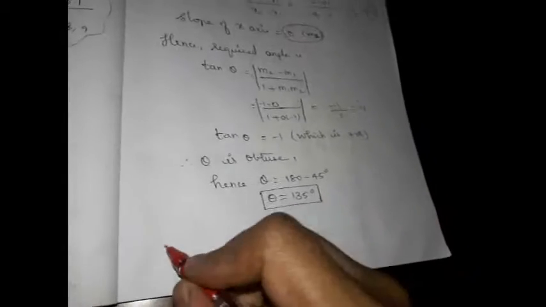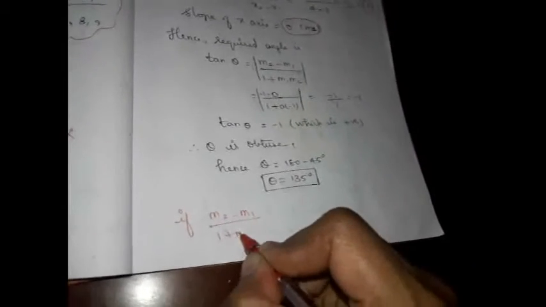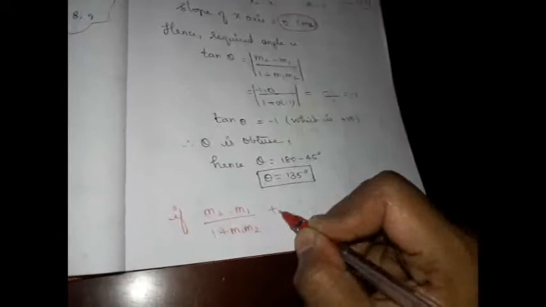Hope you understood. I repeat, I told you two cases. If this value, (m2 minus m1) divided by (1 plus m1 m2), is positive, theta is acute.